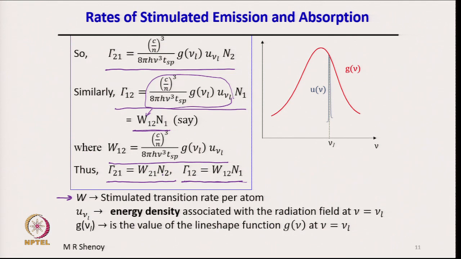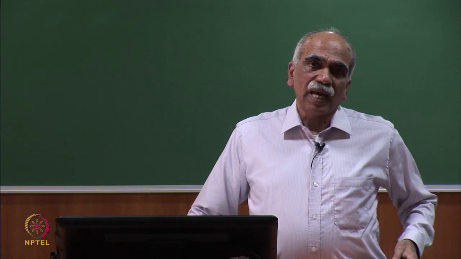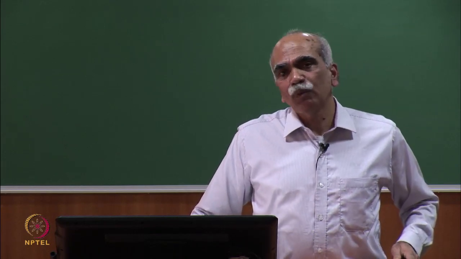So, it is per atom, therefore, when you multiply by the number of atoms you get the stimulated transition rate, stimulated emission or absorption. u is the energy density associated with the radiation field at nu equal to nu L, and G nu L, because in the expression also there is G nu L. G nu L is the value of the line shape function G nu at nu equal to nu L. So, with these expressions we will continue and find out an expression for amplification in a medium by stimulated emission.